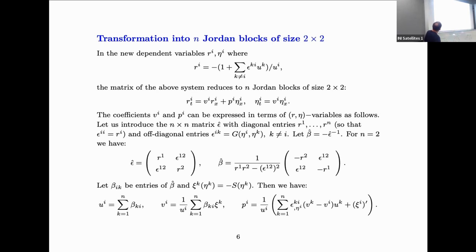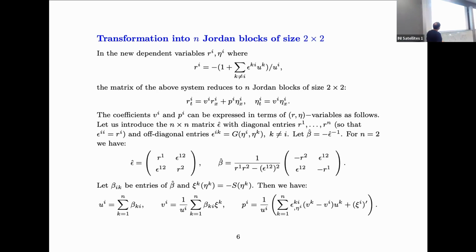It's done as follows. I will not use them, but anyway. So let's introduce an n-by-n matrix epsilon hat with diagonal entries r1, ..., rn, and off-diagonal entries G of eta i, eta k. So it's a matrix depending on r's and etas: r's on the diagonal and eta ij off the diagonal, right? Then I introduce its inverse. It's convenient to use the minus inverse of this matrix epsilon.